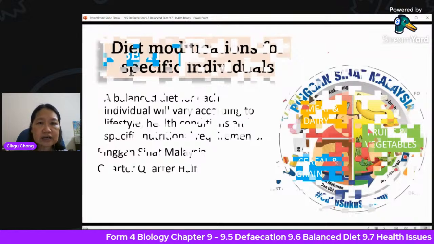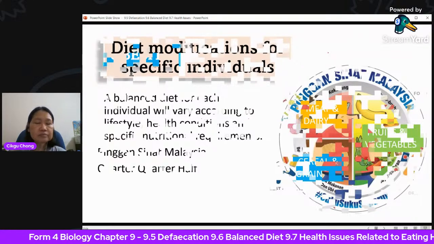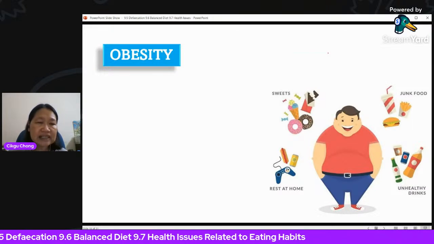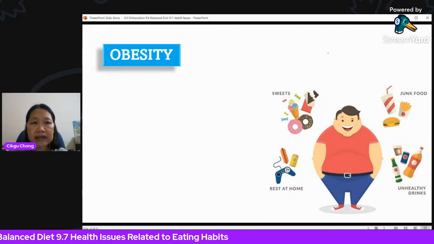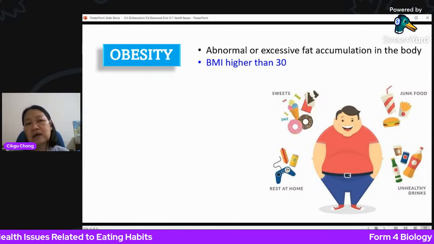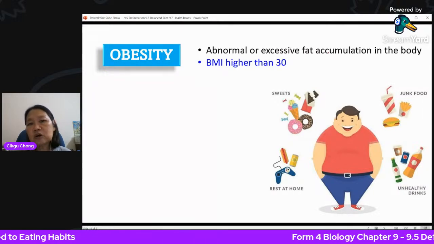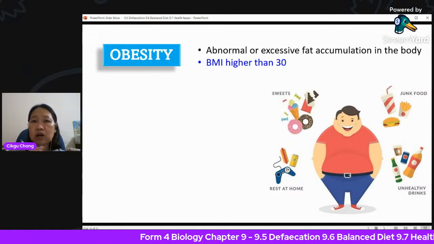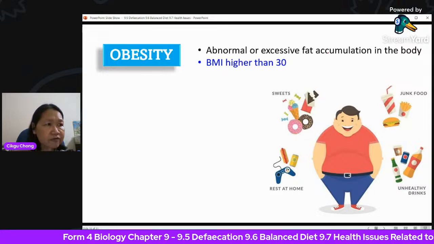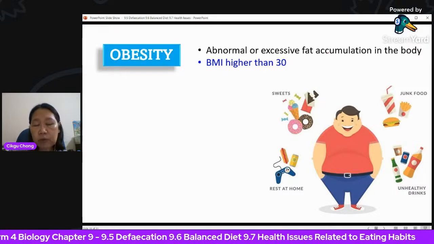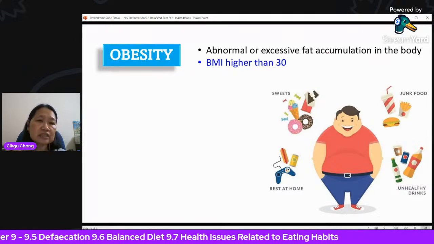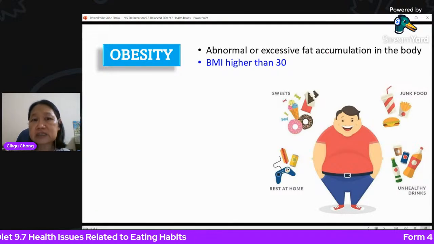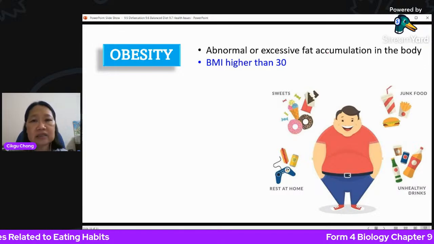Okay, let's look at obesity. This is a big problem in Malaysia. The percentage of people who are obese is actually quite high. So, of course, not the highest in the world. But how do you classify obesity? If you call someone obese, you have to have a certain qualification, not to say fat means obese. Obesity is classified as abnormal or excessive fat accumulation in the body. But how abnormal is it? The BMI must be higher than 30.